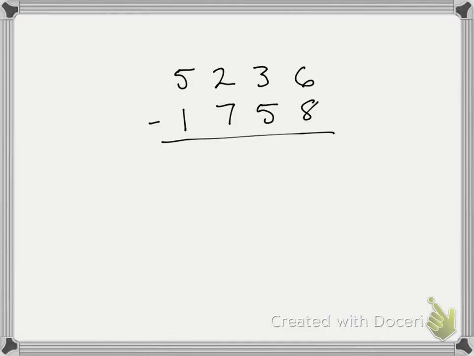Here's an example of the constant difference algorithm. We have 5,236 minus 1,758. Our first task is to subtract 8 from the 6, which we can't do.